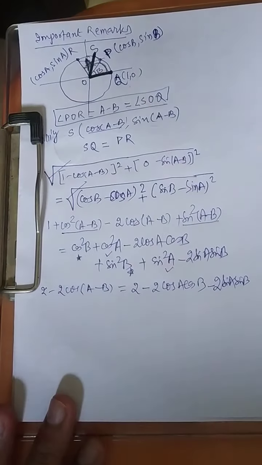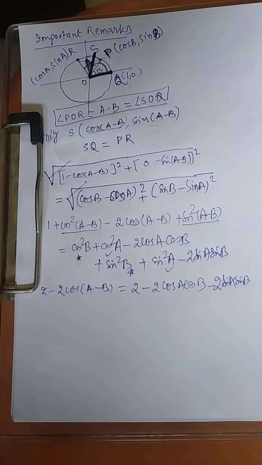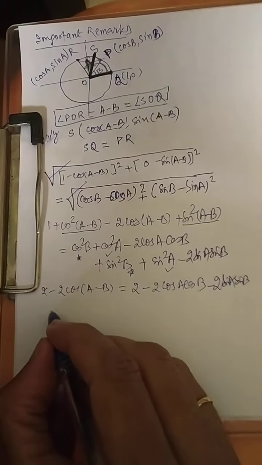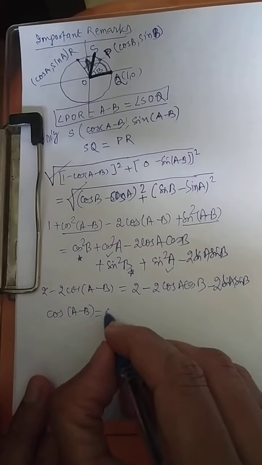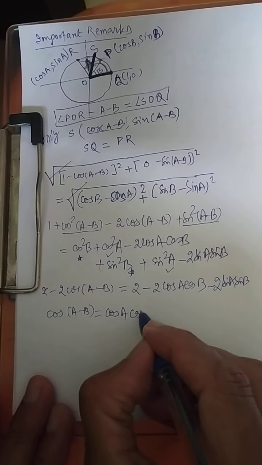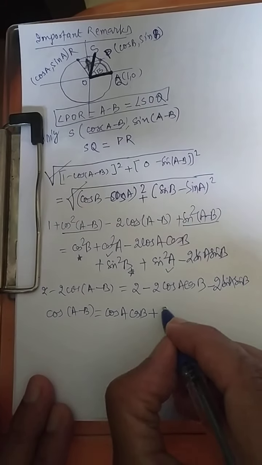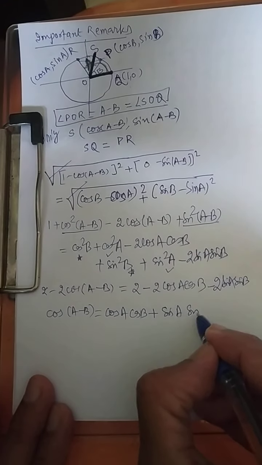Okay, now simplify. The 2 will get cancelled, take out minus 2 common and simplify. So what you are getting, cos of A minus B will be equal to cos A cos B plus sin A sin B.